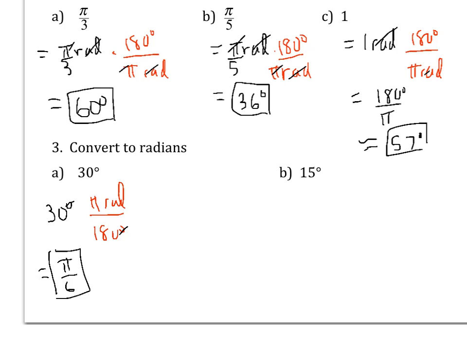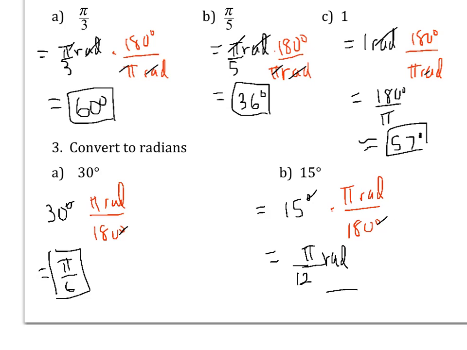Let's do one more. 15 degrees. This turned out to be very important. We're going to talk about this in the next slide here. 15 degrees turns out to be something that's going to be helpful when we locate these angles in degree measurement. We want 180 degrees on the bottom. We want pi radians on the top. The degrees cancel, right? And so you get pi. Let's see, 15 goes into 180, I think, 12 times. Pi over 12 is what you get, radians. So keep that straight. We're going to come back to that in just a minute.